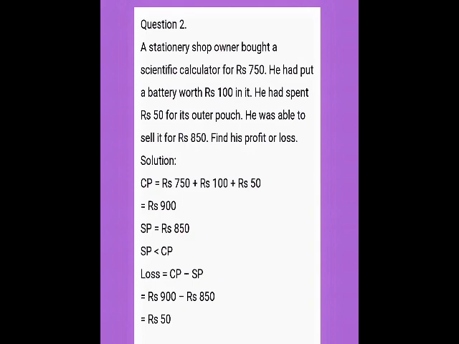First we move on to the solution part. Cost price is equal to rupees 750 plus rupees 100 plus rupees 50, which is equal to rupees 900. Selling price is rupees 850. So here selling price is lesser than the cost price. There is a loss of rupees. How much, we are going to find now. So loss is equal to CP minus SP. That is equal to 900 minus 850. That is equal to rupees 50. Shopkeeper got rupees 50 as a loss. Next, move on to the third question.